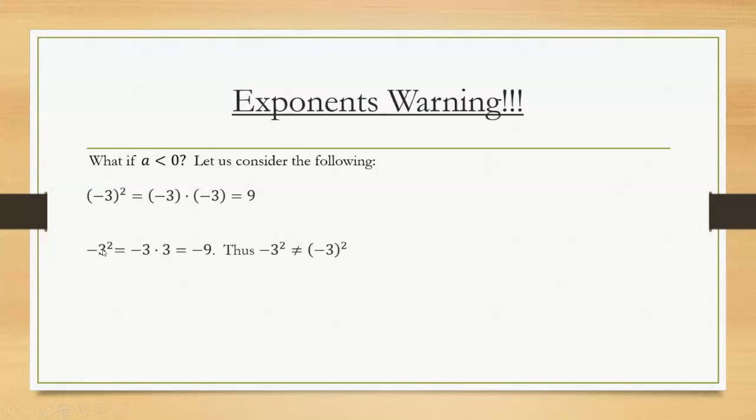Basically here, we have negative 3 times itself. Here we have negative 3 times itself. In one case you're getting 9, here you're getting negative 9. So these are not the same. What I'm trying to say here is that you have to be careful if the base is negative. All right, so we have that. Good.